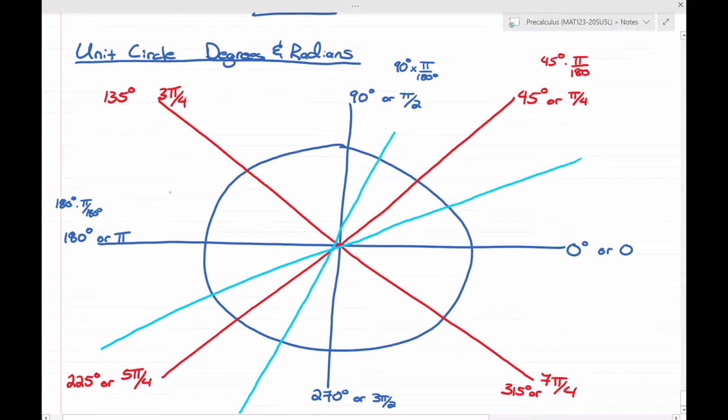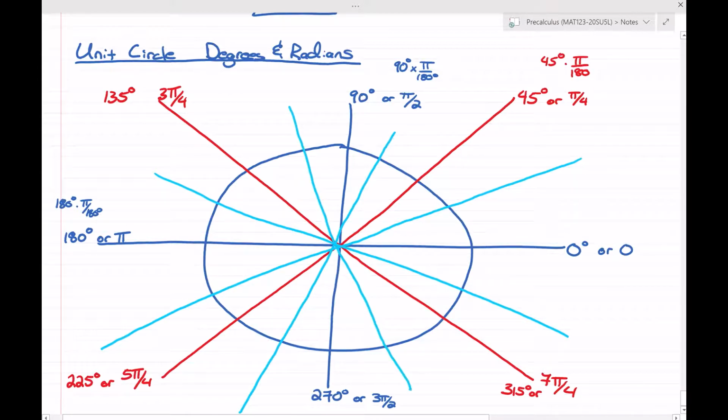I'm going to draw a line through here. Each one of those blue lines is in 30-degree increments. So this line would be 30 degrees. This would be 60 degrees. This would be 120 degrees. This would be 150 degrees. This would be 180, so then this is 210 degrees.